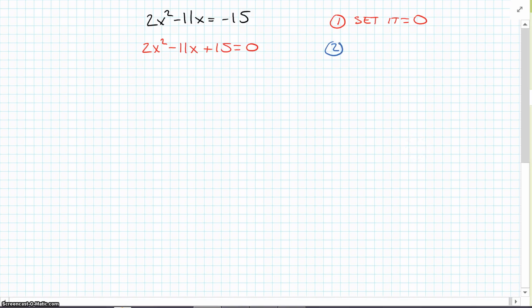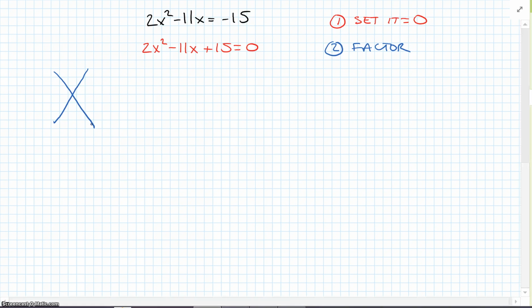Our second step, once we've set it equal to 0 and put it in standard form, is to factor completely. Looking at this example, there's no GCF, no greatest common factor amongst the terms, so we'll go ahead and make an x factor. The x factors are a times c value and our b value on the bottom. Our a value is 2, our c value is 15, so that'd be 2 times 15, which is 30. My b value is negative 11.